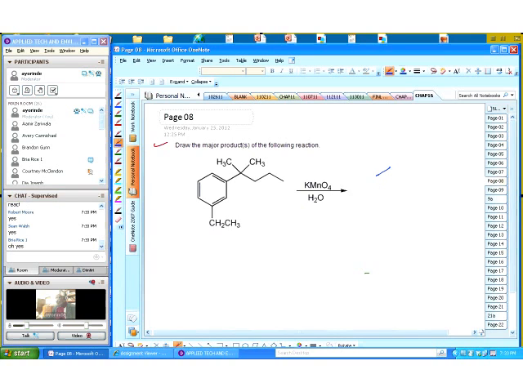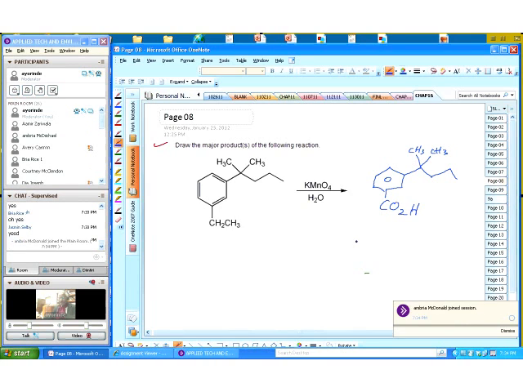So therefore, the product will be this. You have your methyl group, all of this still here, nothing happens here. Okay, and of course here will be your carboxyl group. Is that clear? Okay, now supposing I have this.